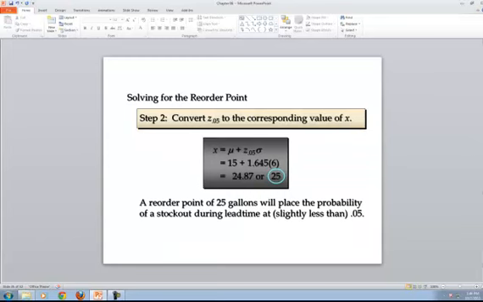Since 1.645 is the critical z, we can then just use the equation for converting z and invert it. And as you will see from the gray box, this gives us 24.87 or approximately 25 gallons. Hence, if the store manager sets the reorder point at 25 gallons, there will be only a 5% chance that there will be a stock out during lead time.